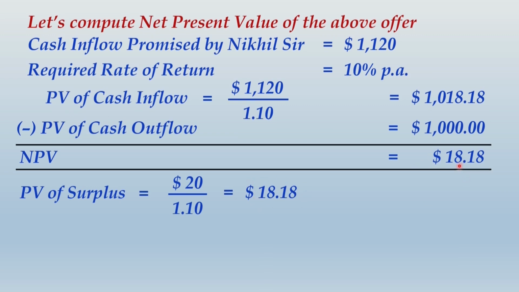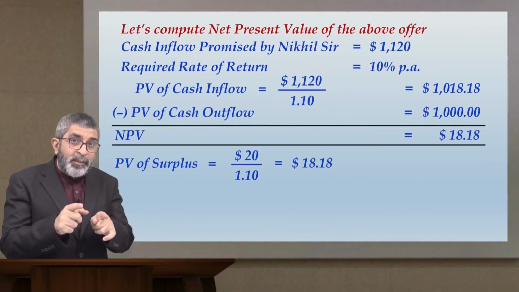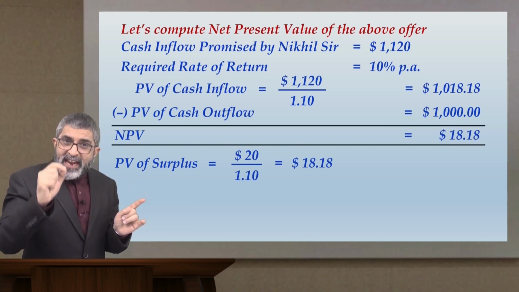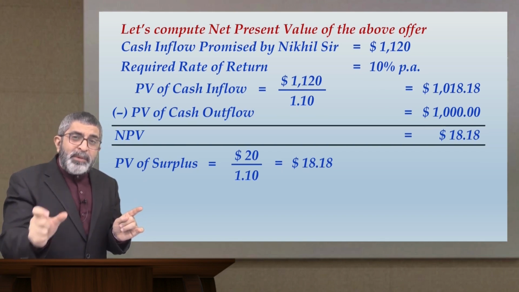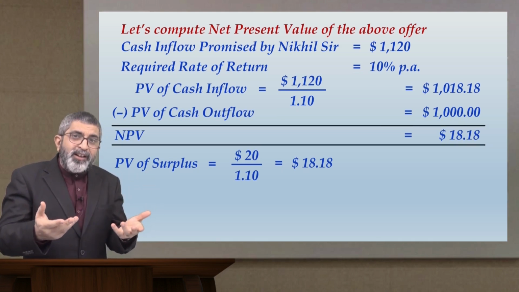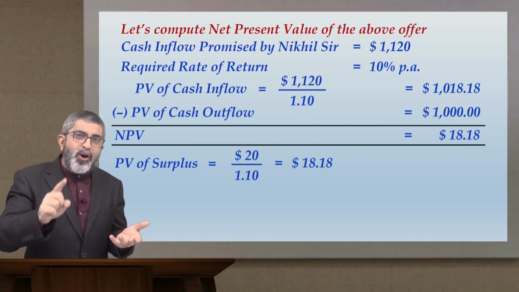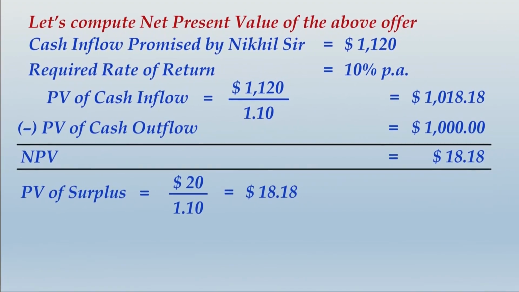So we can conclude one very important thing: what is the real meaning of NPV over here? We can say if surplus amount after 1 year was $20 and the present value of that surplus is $18.18, what does that mean? That NPV itself is a present value of a surplus. Which surplus? A surplus that you are going to earn over and above your expected rate of return. That is one brilliant line about the meaning of NPV.